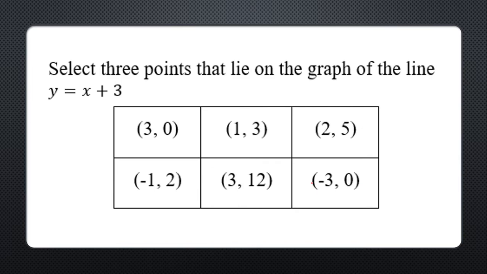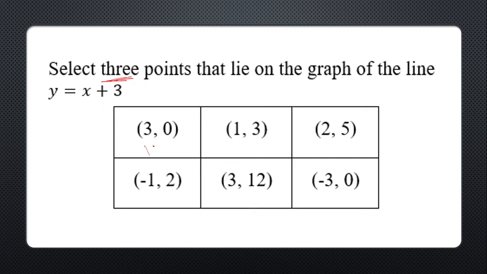All right, the last question in this series, it's the same type of question. Select 3 points that lie on the graph of a line. Okay, so we know that there is only 3 points. All right, usually they won't tell you how many points there are. They'll just say select all the points. So in order to get from our x to y, we have to add 3 to it.